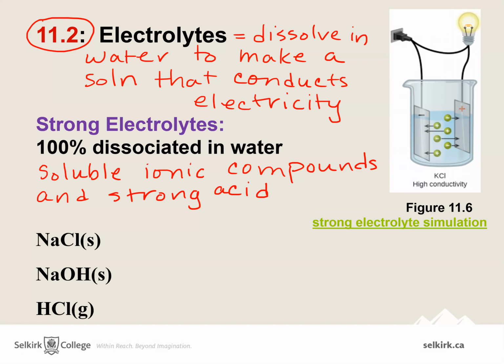I have a favorite ionic compound. I don't know if you do. Mine is table salt, sodium chloride. And we looked at what happens when you dissolve sodium chloride in water in the previous video. First question I have to ask myself is: is it ionic or is it covalent? I see metal and non-metal. That tells me it's an ionic compound.